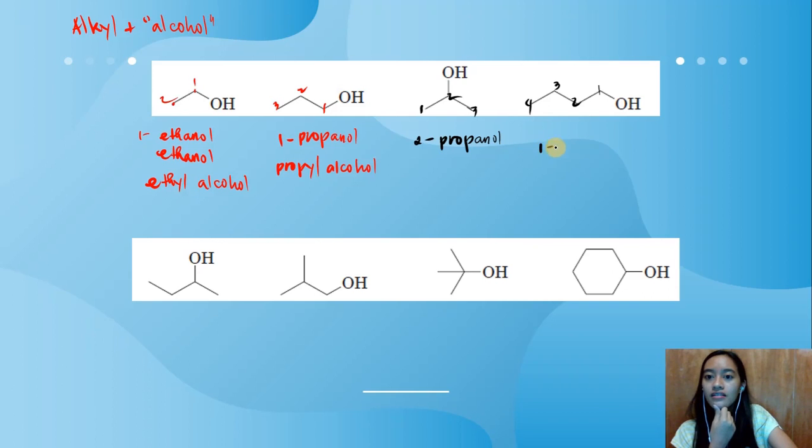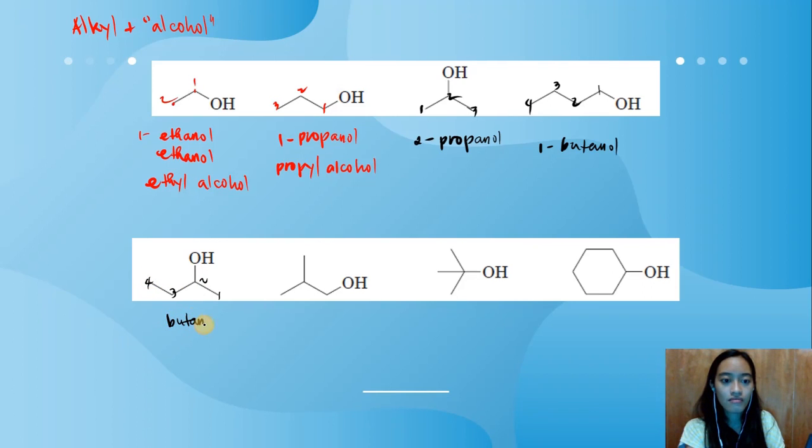This time, OH, 1, 2, 3, 4. It's at 1. Dash, what's 4? Butanol. How about this? This is also 1, 2, 3, 4. This is also a butanol, but the OH is connected at 2.